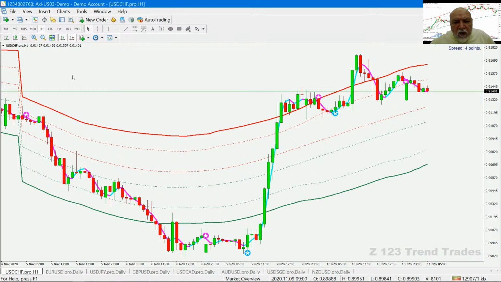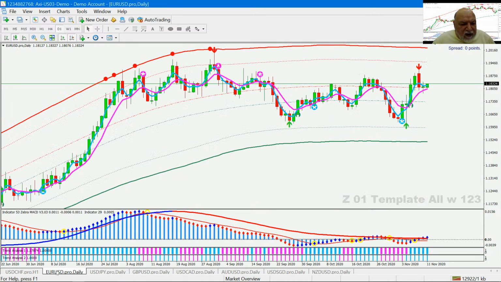All right, so I don't see anything that we can really use on the US Swiss right now. Let's go to the next chart. Here I've got pretty much everything set up, okay? I've got the 53, I've got the trends, the trend bars down below here. And let's take a look here.